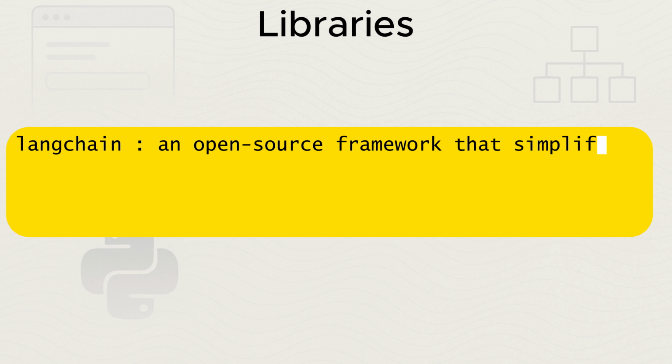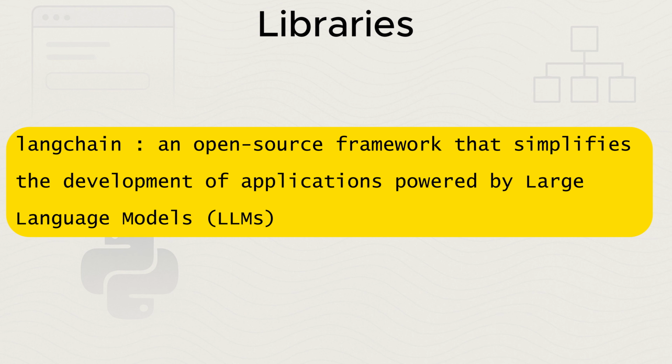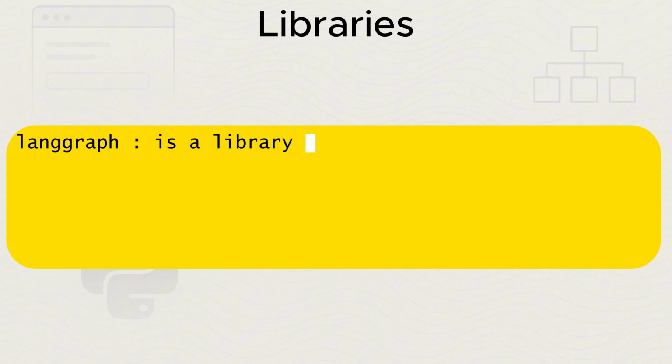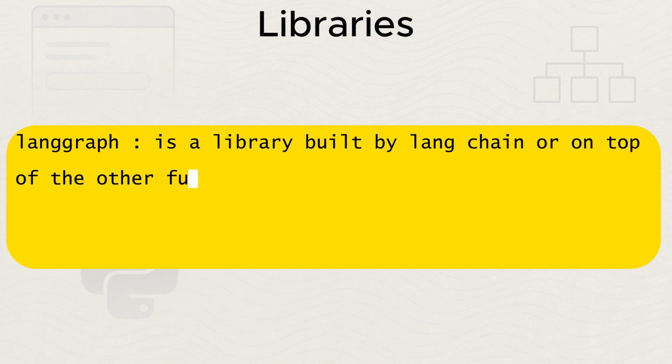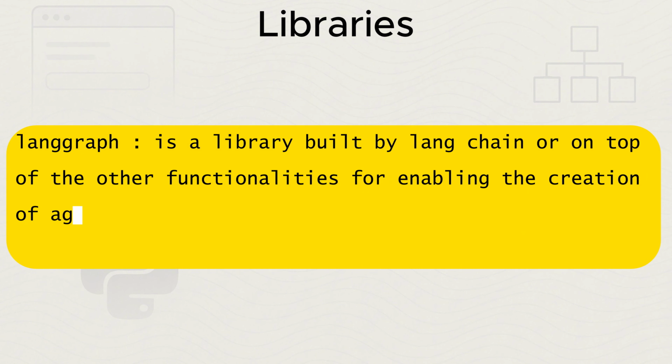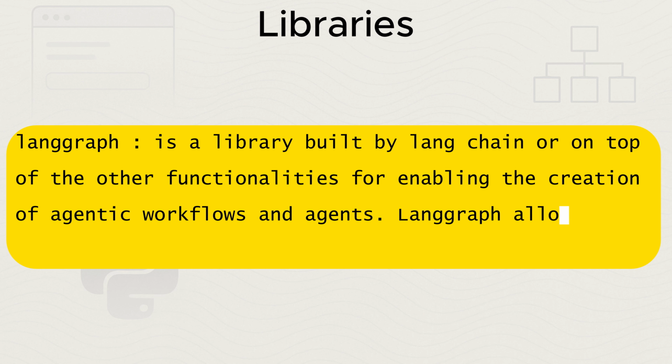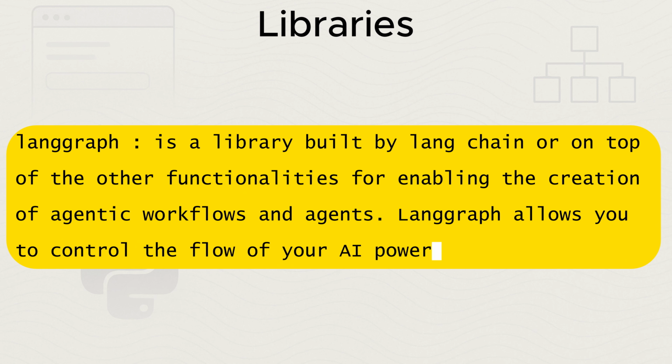LangChain itself is an open source framework that simplifies the development of applications powered by large language models, LLMs. LangGraph is another library that was built on top of that, and it was built by the LangChain developers. It is used to enable the creation of agentic workflows and agents. LangGraph allows you to control the flow of your AI-powered application.